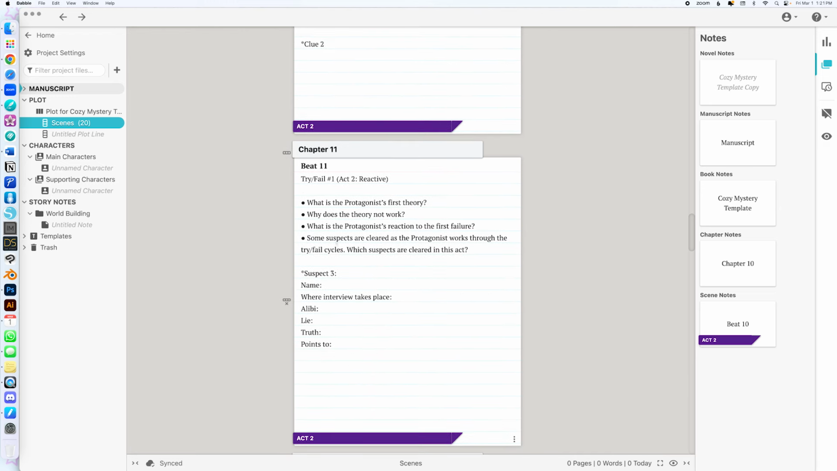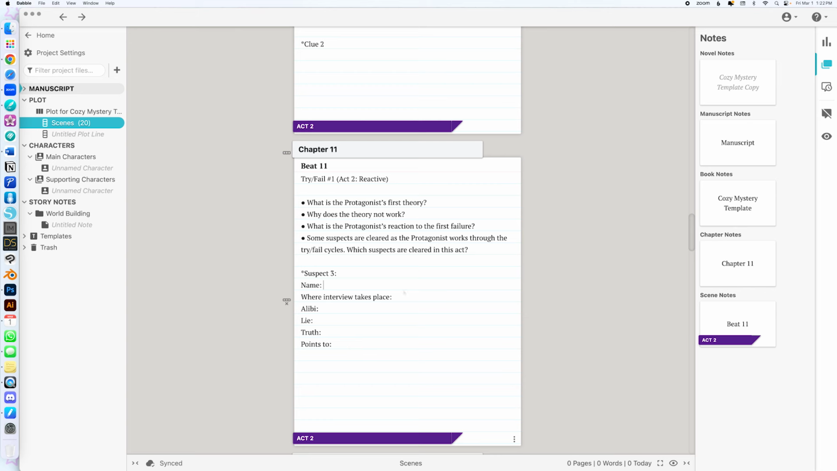Then we move into beat 11, and this is your trial and fail moment number 1. So your protagonist will have a very solid theory, or so they think, but the theory will not work. Why? What is the protagonist's reaction to their first failure? Some suspects are also cleared here as the protagonist works through the trial and fail cycles, and which suspects are those. So a lot of times there'll be more interviews that happen here. So your third suspect will happen here. The interview will then have your name, interview takes place, alibis, lie, truth, and who they point to.